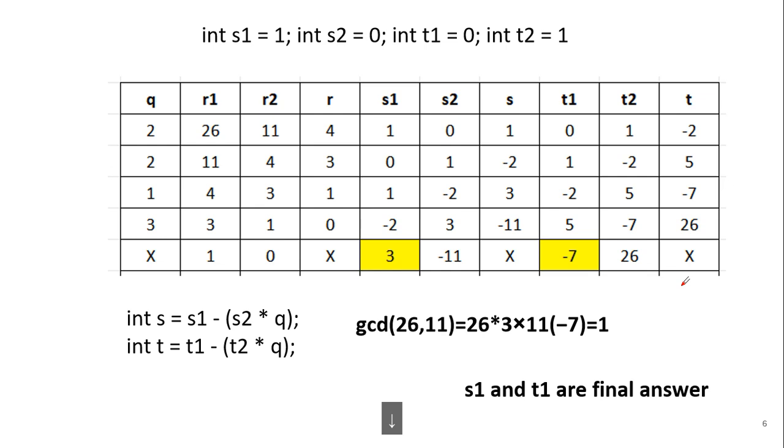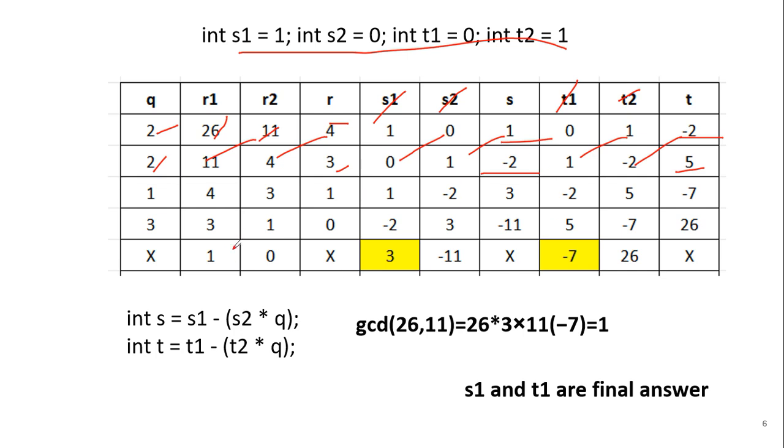The same problem we can solve in tabular fashion also. That is, R1 is the large number, R2 the small number, and we calculate Q and R. In the first step we initialize all these variables, that is S1, S2, T1, T2. When we calculate Q, we update the values of S and T. In the next step, 11 will come here, 4 will come here. The values of Q and R get updated. At the same time we pass S2 to S1 and S to S2, T2 to T1 and T to T2, and the updated values of S and T are again calculated based on the value of Q.